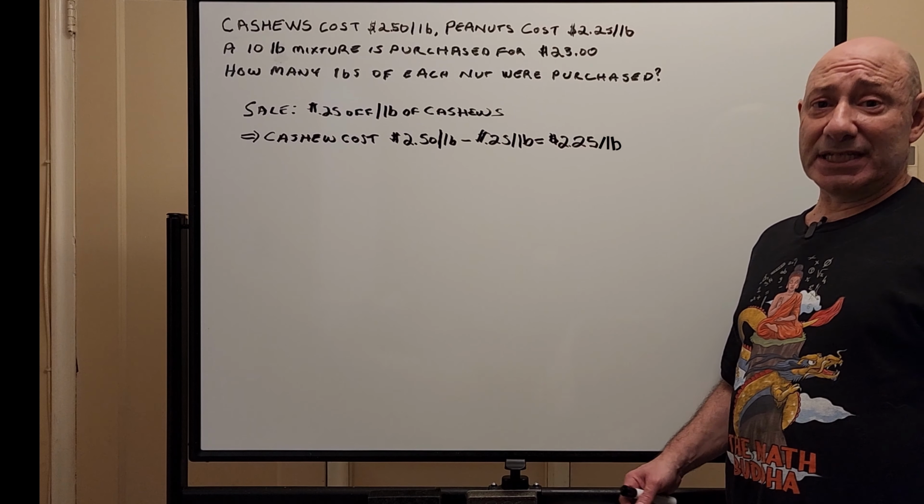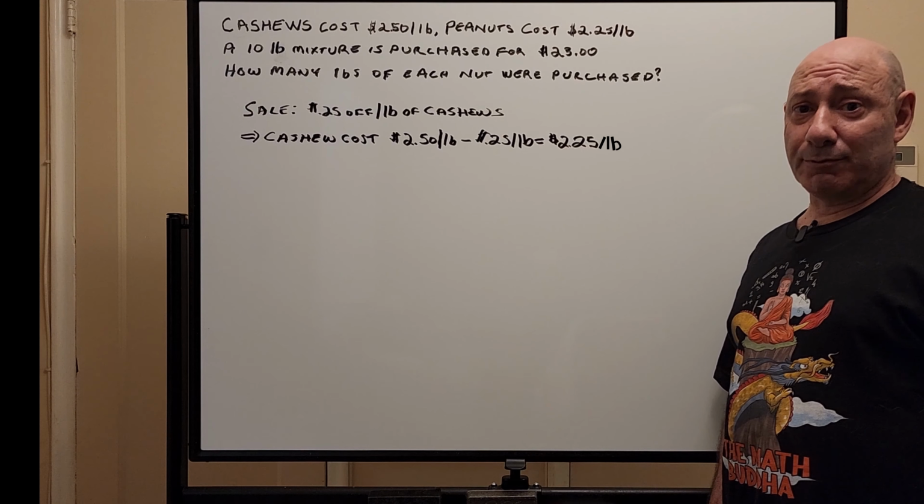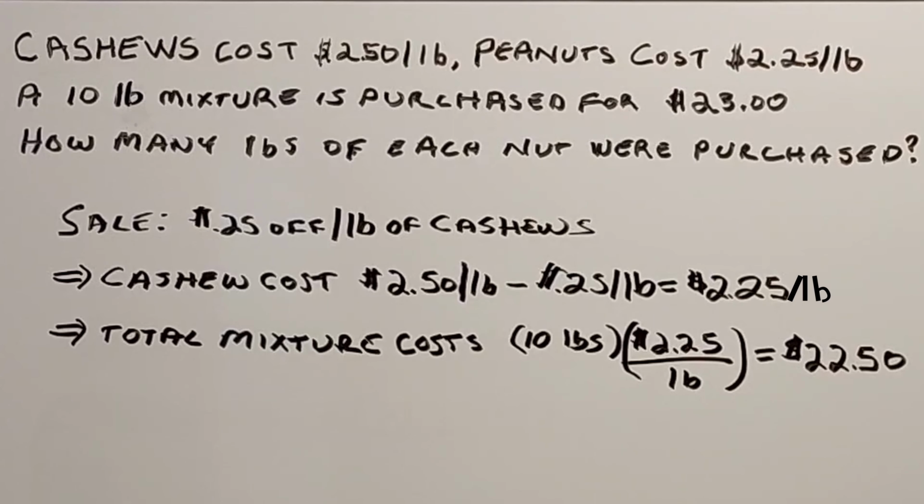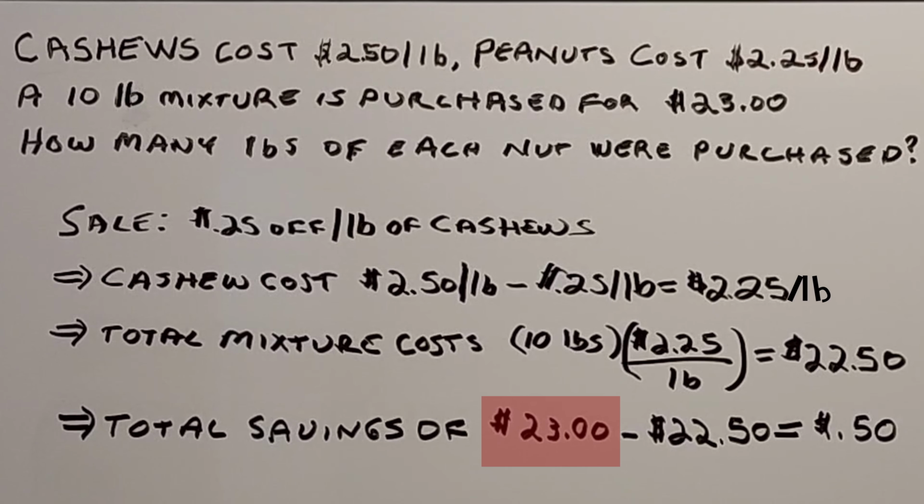If that's the case, it should be easy to figure out the cost of the 10-pound mixture. We just multiply. 10 pounds times $2.25 per pound equals $22.50. So how much did we save? Well, if the original cost was $23 and our discounted cost is $22.50, then our total savings is going to be $23 minus $22.50 equals 50 cents.